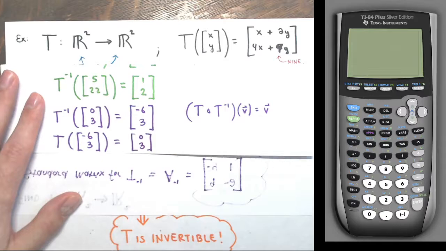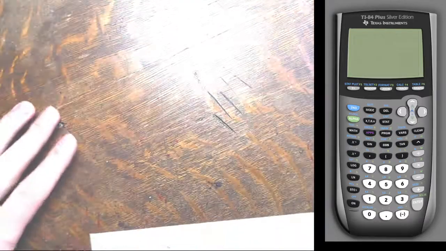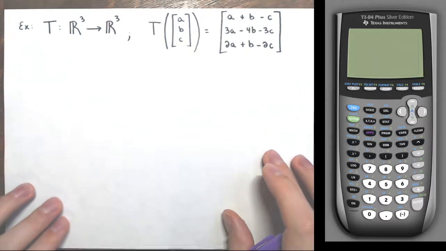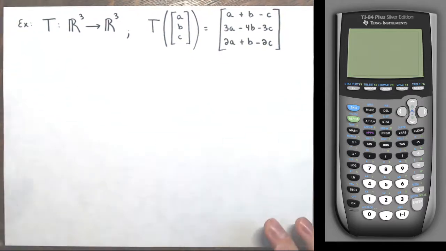All right, cool. So it looked like that worked out. I found out that T was invertible. I found the inverse, and the inverse looked good. When I compose them, I end up with the vector I started with. All right, so here's another one. Again, same question. Is T invertible? All right, and if it is, find the inverse.